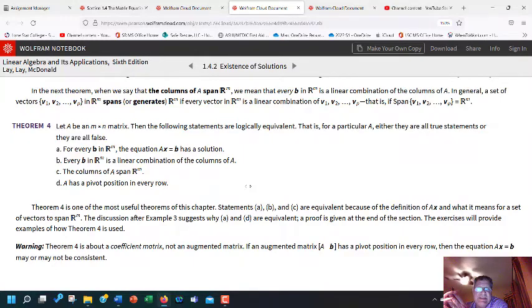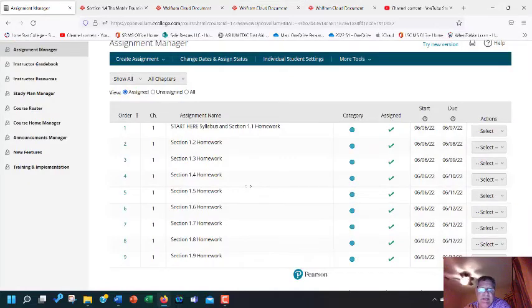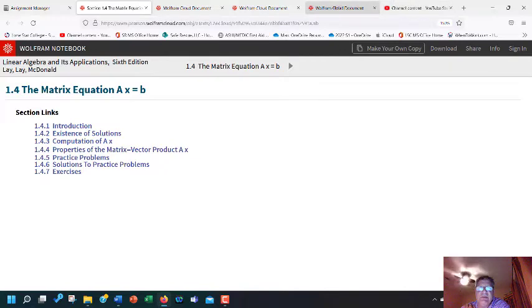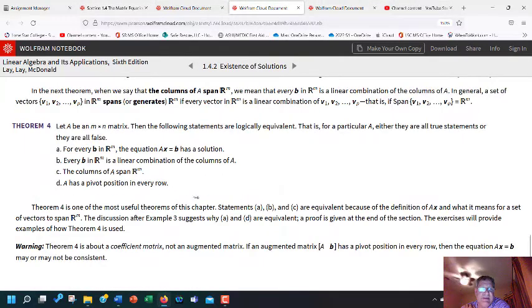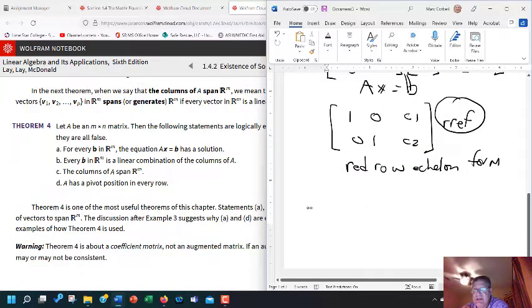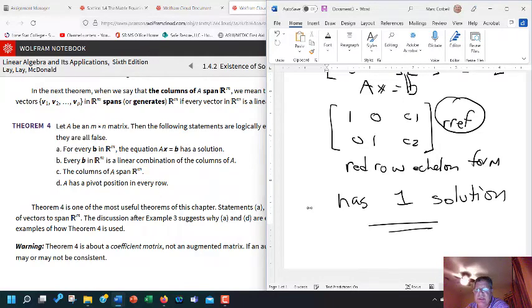What this is also saying is that this system is reducible to reduced row echelon form. If you can do this, then your augmented matrix can be reduced to one solution, essentially. It means this has one solution, not many solutions and not no solutions. So the unique solution that we had before is possible.